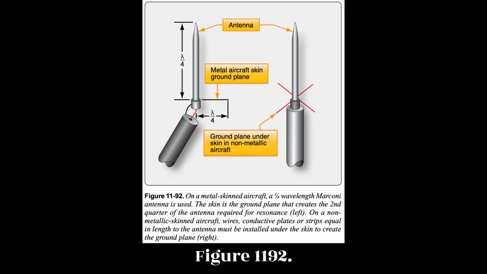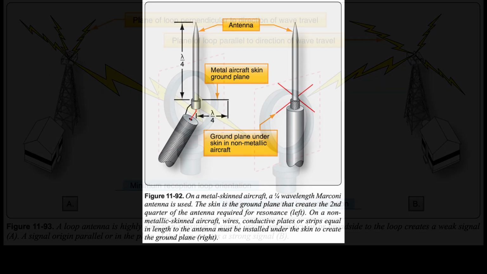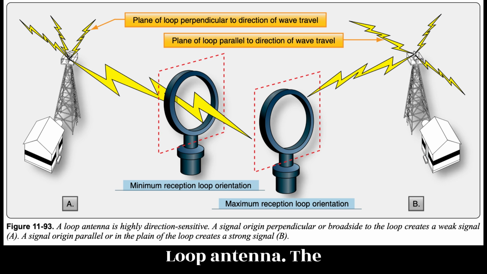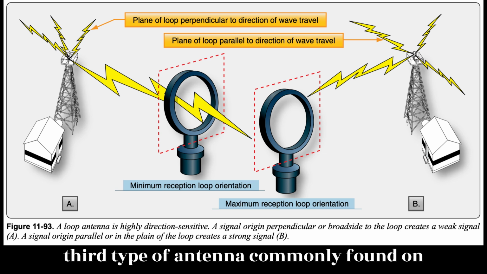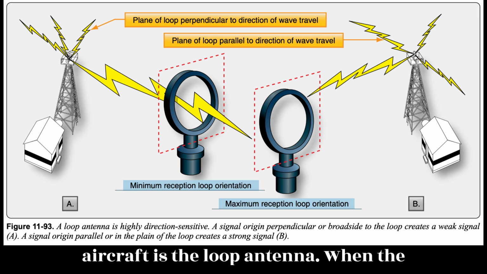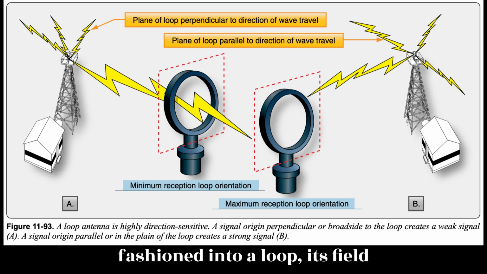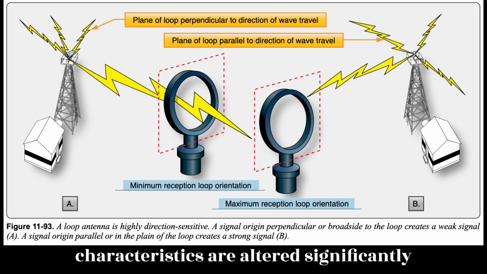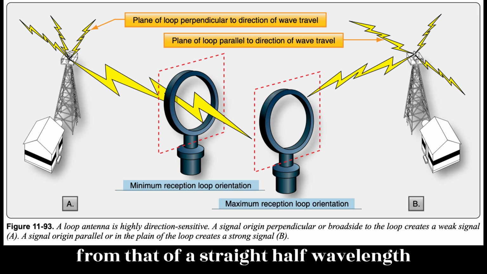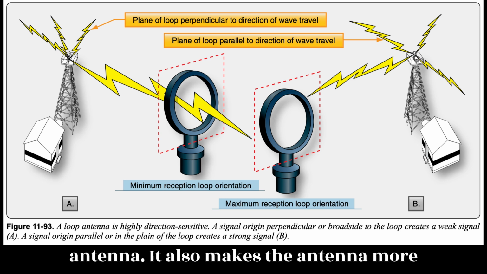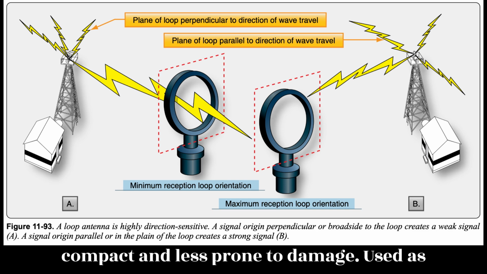Figure 11-92. Loop antenna. The third type of antenna commonly found on aircraft is the loop antenna. When the length of an antenna conductor is fashioned into a loop, its field characteristics are altered significantly from that of a straight half-wavelength antenna. It also makes the antenna more compact and less prone to damage.